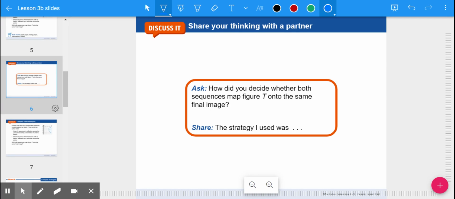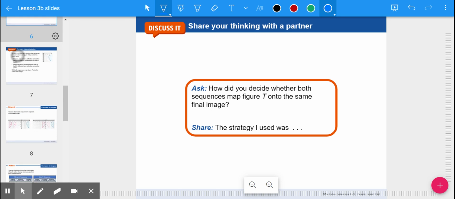So, question to think about. How did you decide whether both sequences map figure T onto the same image? What was the strategy you used? Did you graph it? Did you just make an assumption? What'd you do? Let's break it down here for you.